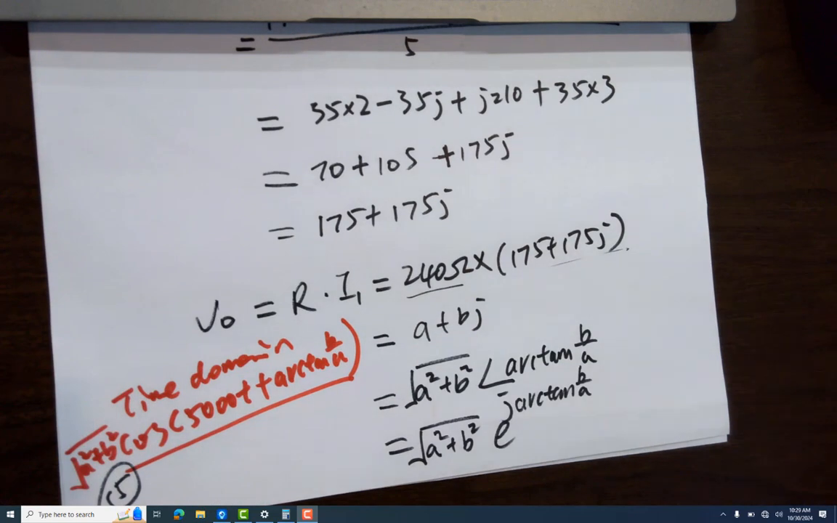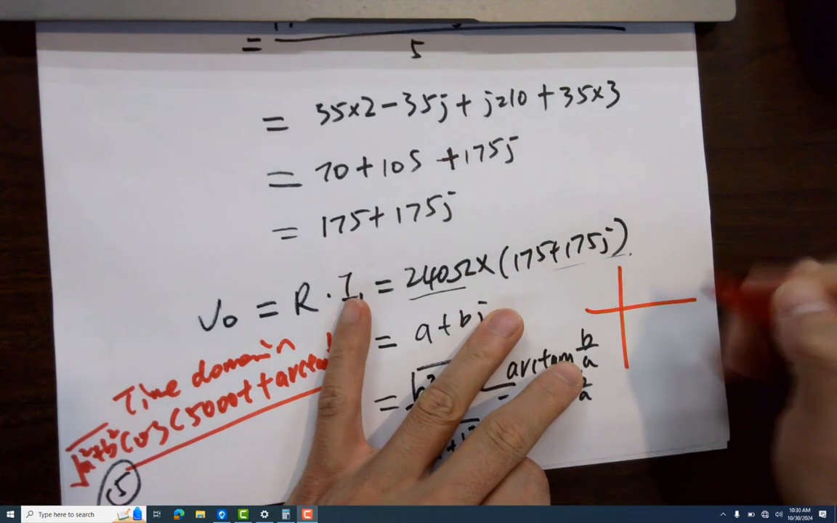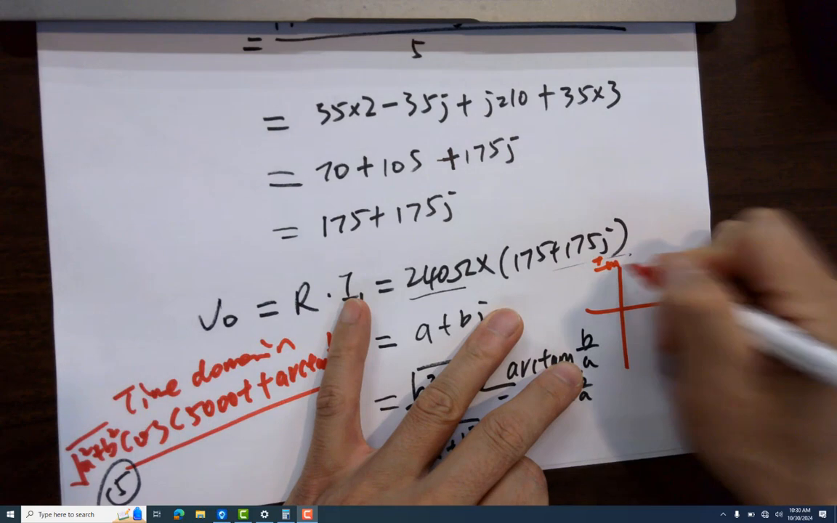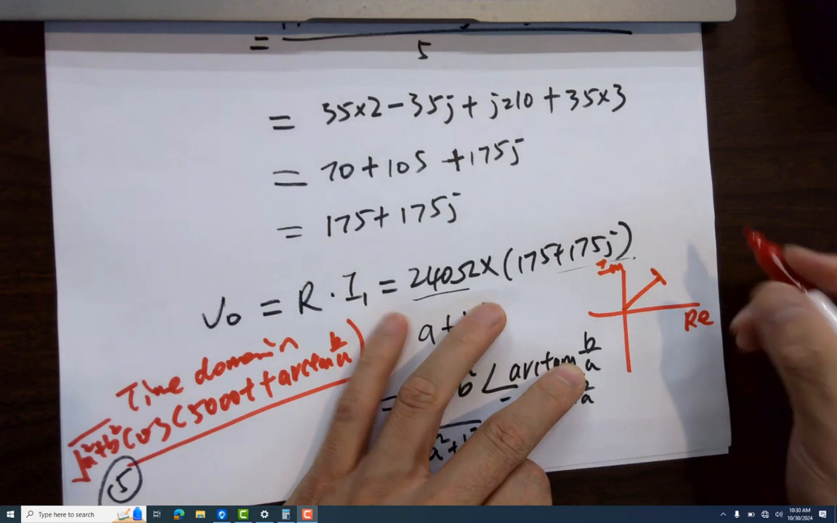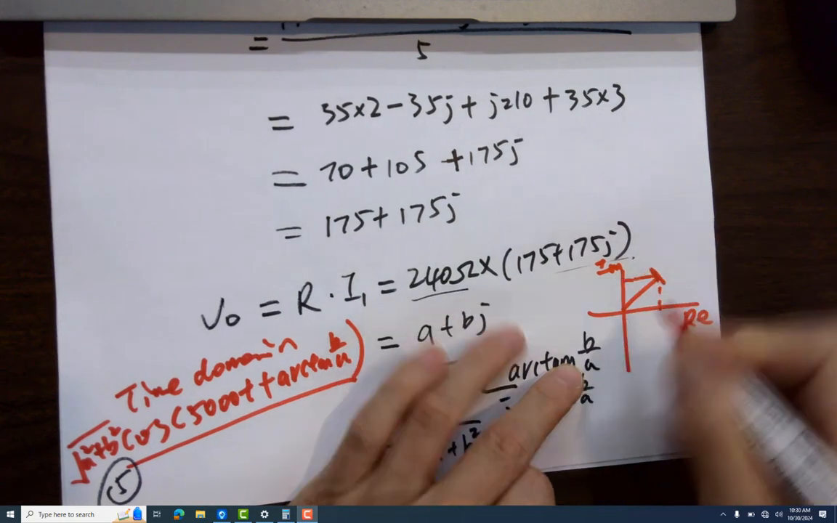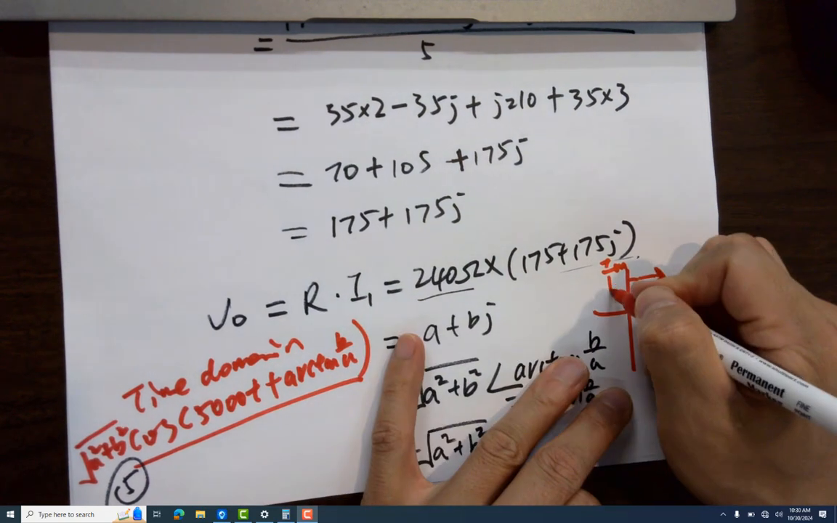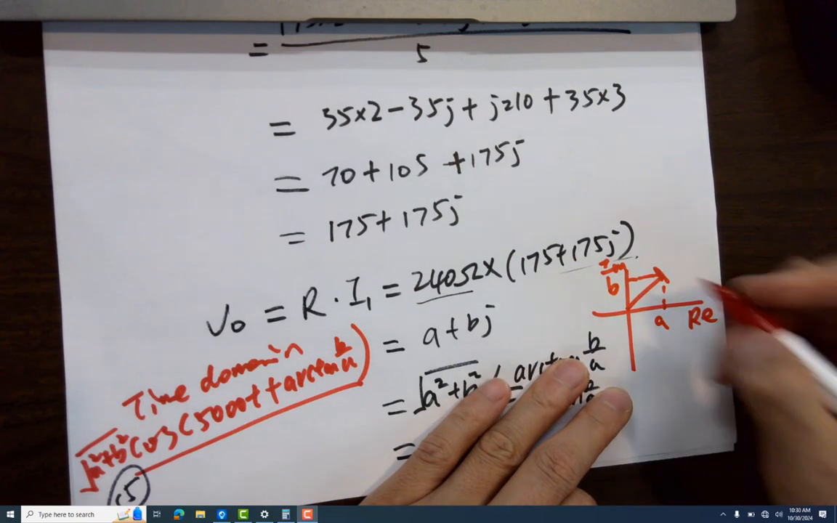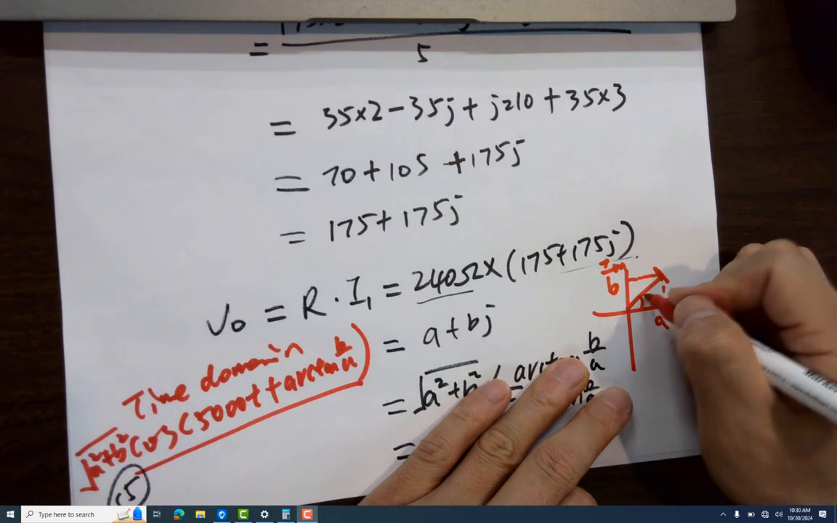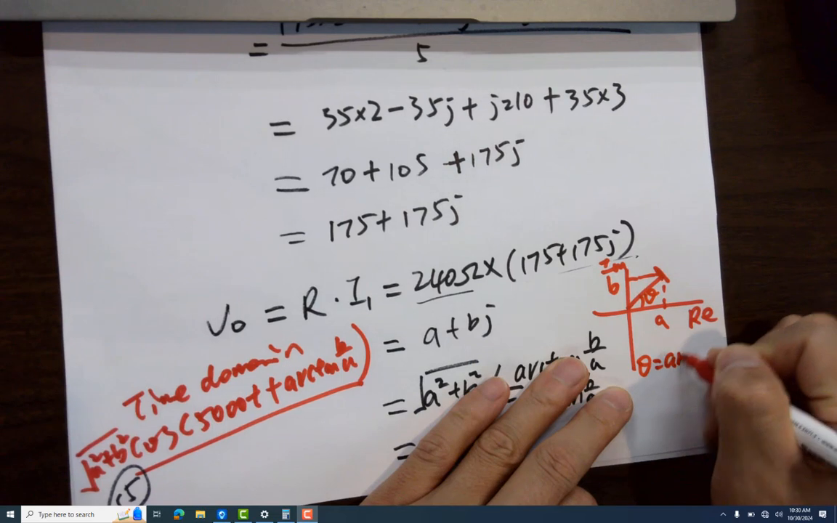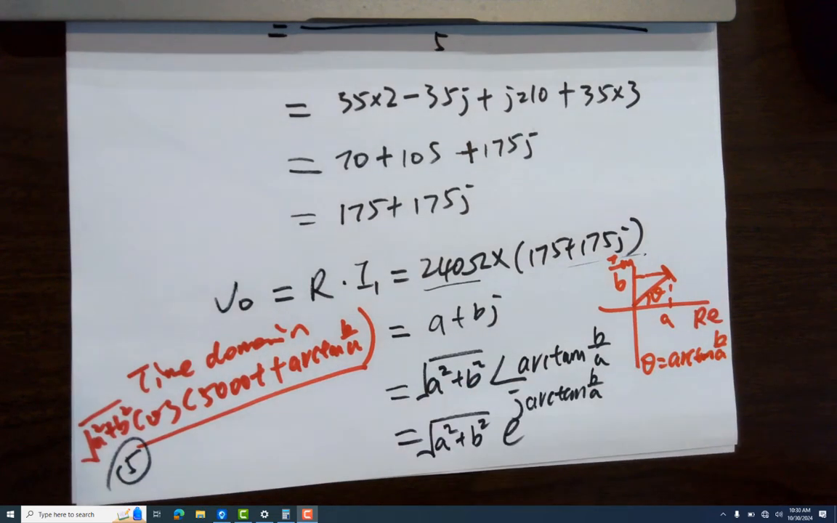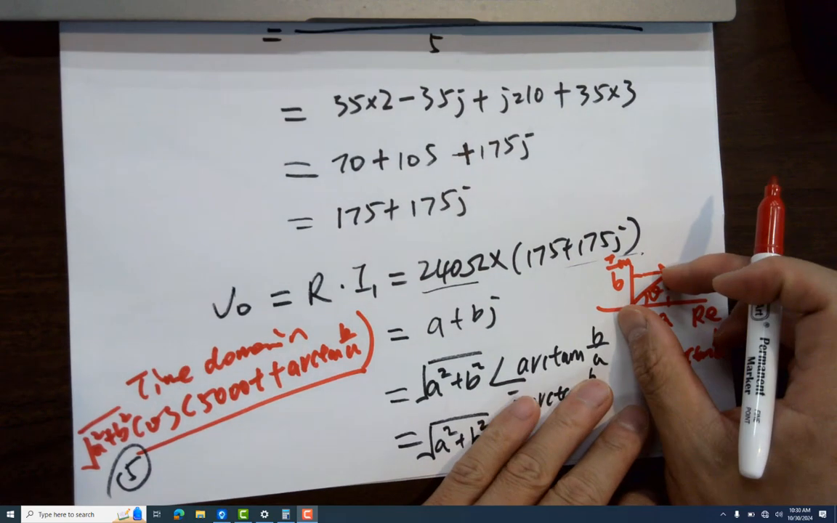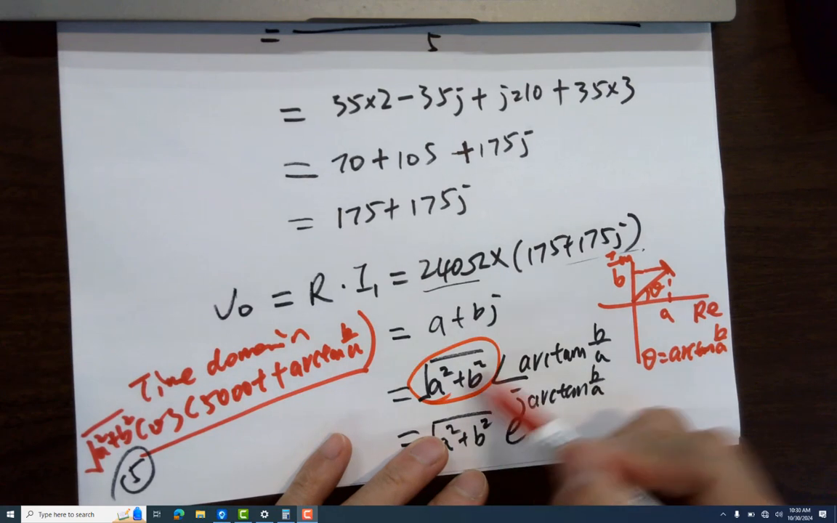So rectangular form, this is imaginary, this is real, right? Phasor, A plus BJ, A, B. This angle, what is this angle? Arc tangent B over A. That's it. That's everything about it. What's the length of the bar? The length of the bar is the amplitude, is this guy.